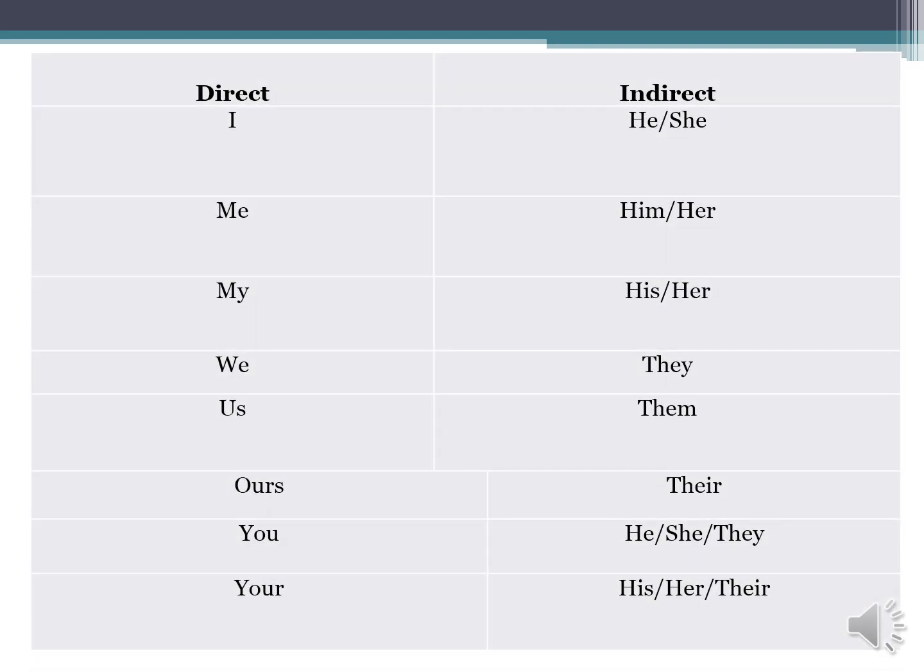I becomes he or she. Here, if it is masculine gender, we can use he. If it is feminine gender, we can use she. Me, him, her, my, his, her, we, they, us, them, our, their, you, he, she, they, your, his, her, their.